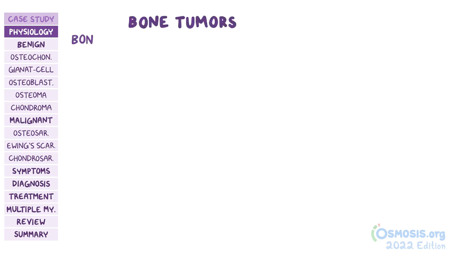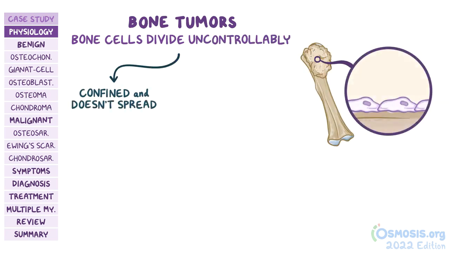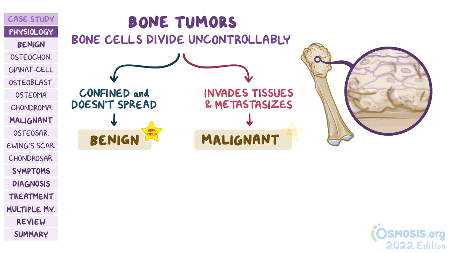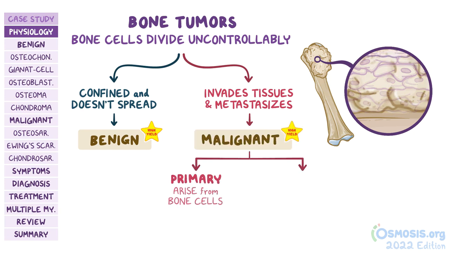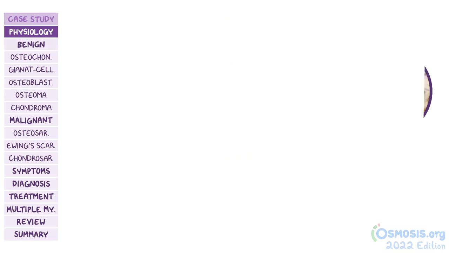Bone tumors form when bone cells divide uncontrollably and form a mass or tumor. If the tumor remains confined and does not spread into surrounding tissues, then it's considered benign. But if the tumor invades into surrounding tissues and metastasizes or spreads through blood or lymph, then it's considered malignant. Malignant tumors can either be primary, which is when they arise from the bone cells, or secondary, which is when a tumor develops somewhere else in the body, like the breast, prostate, lungs, thyroid, or kidneys, metastasized and spread to the bones. So let's start with benign bone tumors.